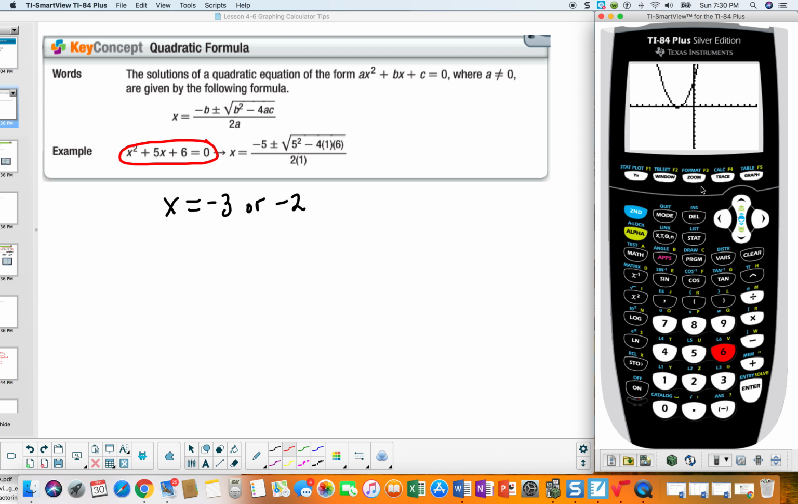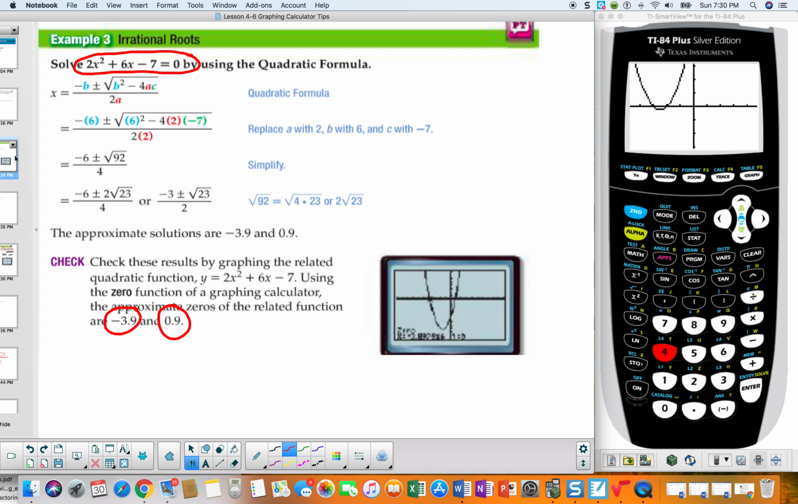It's kind of hard to read, so I'm going to go zoom decimal, which is 4, and I can see that it crosses at -3 and at -2. Let's go on to the next problem. But not all quadratics will cross at points that we can read. In this case, we are going to get an irrational answer, and I'm going to show you how the calculator can give you an estimation in decimals.